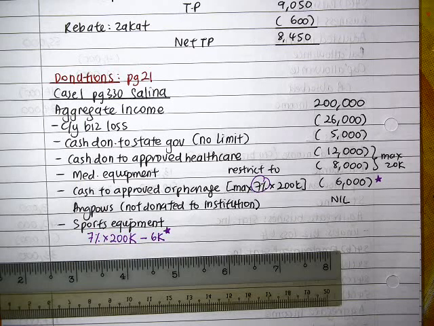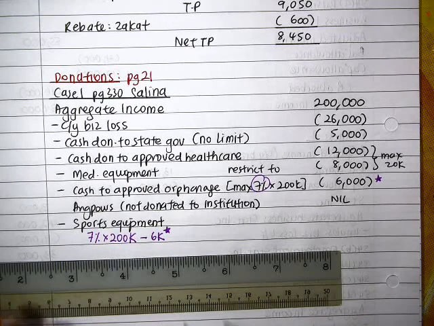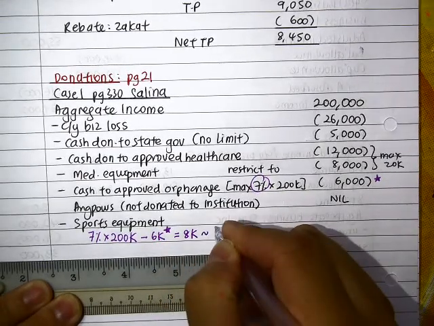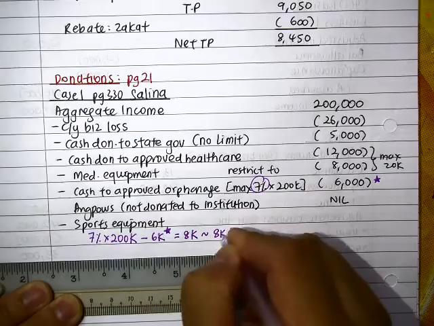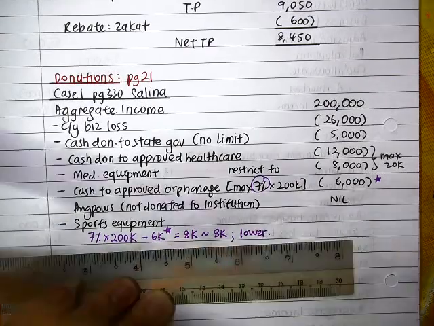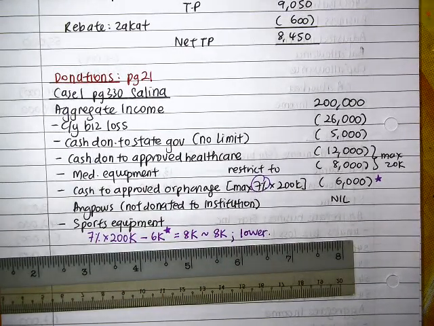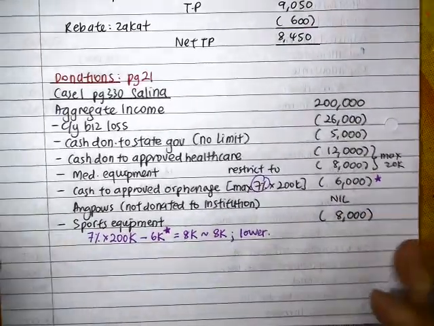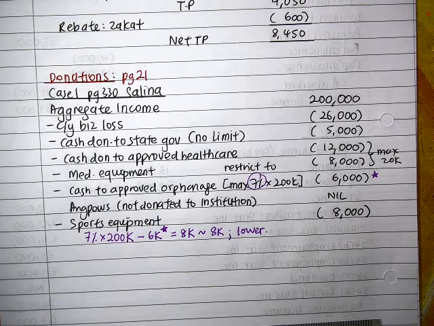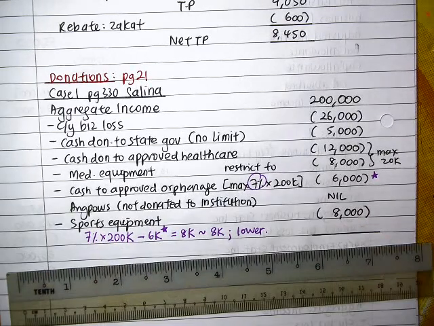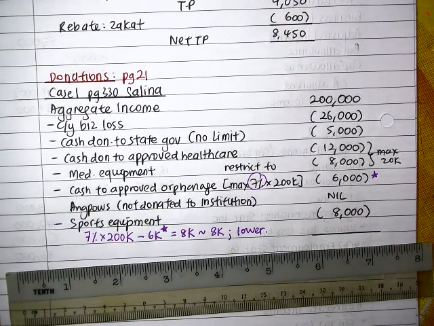So the 7% that you restricted this out is 6,000 that one. You minus that one. So 14 minus 6 is 8. Okay, compare with the actual donation which is 8. Yeah, coincidentally it's the same. So you take the lower. Very bad example, okay? I didn't calculate, I simply throw the figure. So you get 8,000 also. Either way also 8, okay? Now that's your sports equipment. Right, that's how you calculate all the donation.